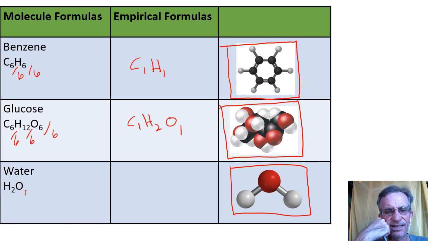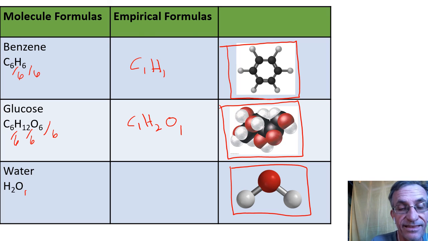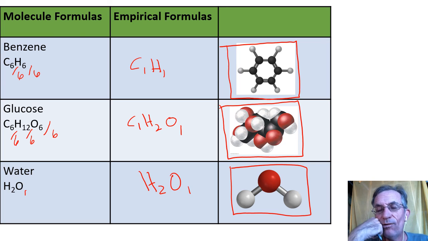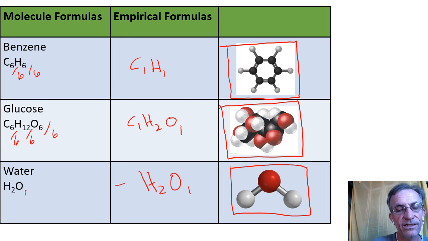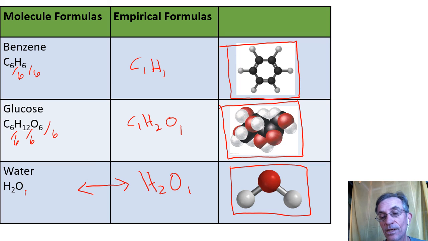I don't think so, right? This is already the lowest ratio. They're both divisible by 1, I guess you could say that. But if you divided them both by 1, you would get the same subscripts. So I wanted to point this out to you because it is certainly possible that the molecular formula and the empirical formula are going to be the same. The lowest ratio also happens to be the actual number of atoms. All right, so that's the difference between an empirical and a molecular formula.